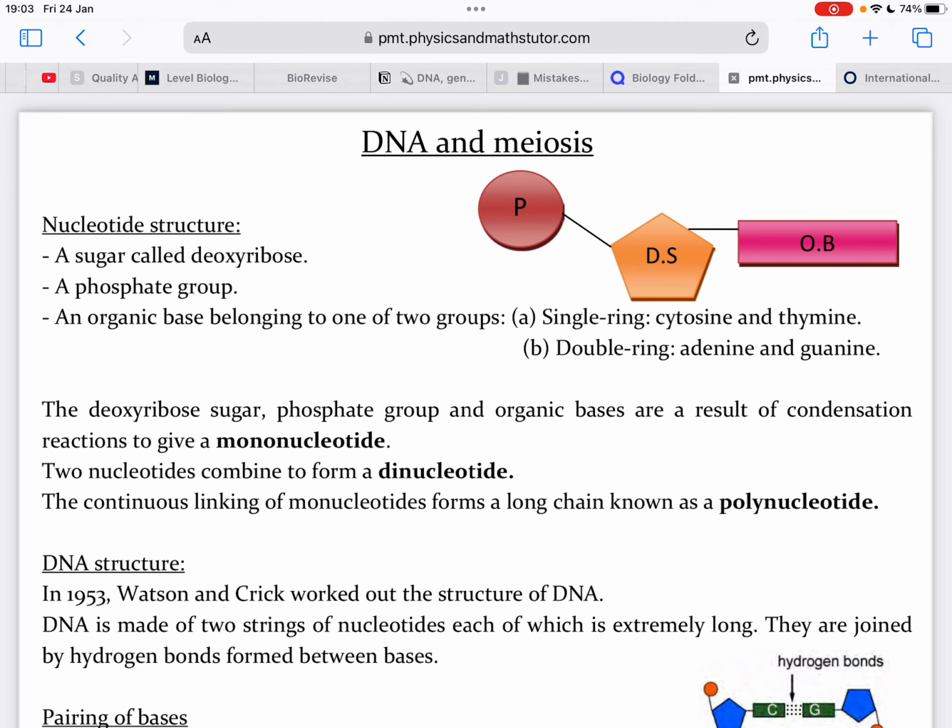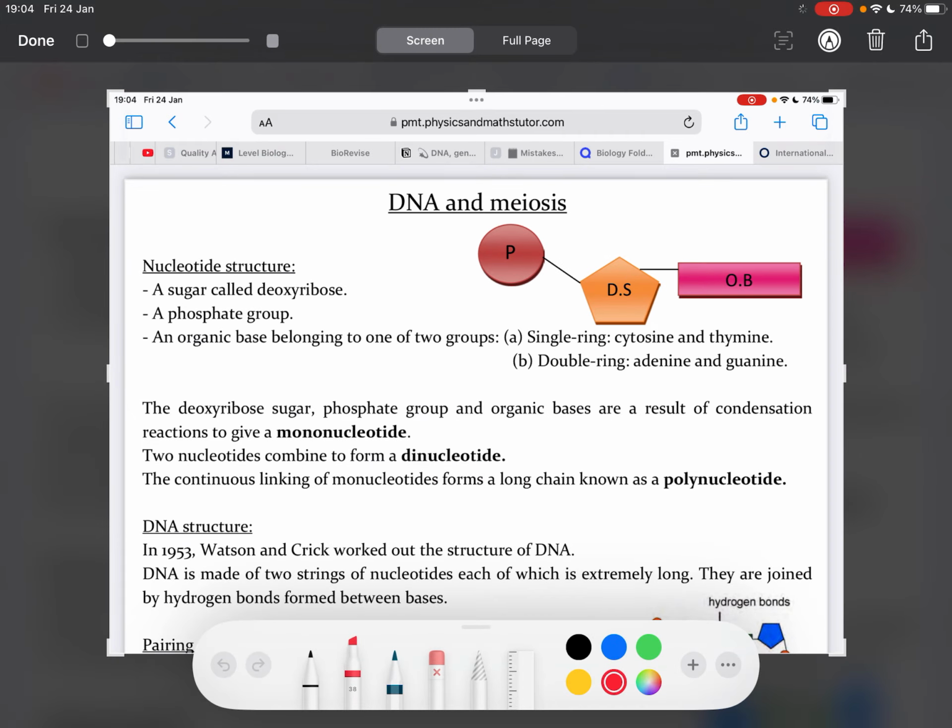First of all, there's something called a nucleotide. What is a nucleotide? A nucleotide is a section of DNA made up of a sugar, a phosphate, and a base. It's written that a nucleotide is a sugar called deoxyribose, a phosphate group, and an organic base belonging to one of two groups, either single ring cytosine and thymine, or double ring adenine and guanine.